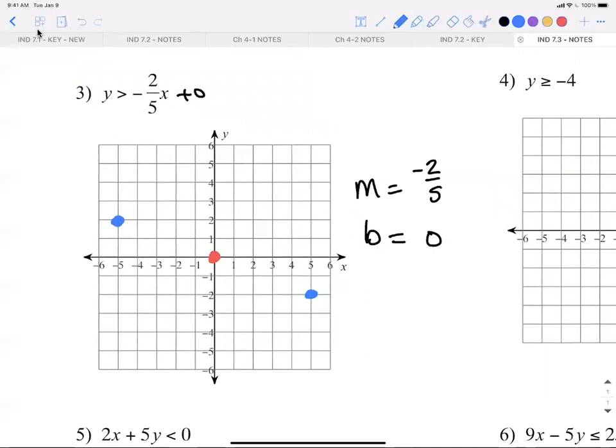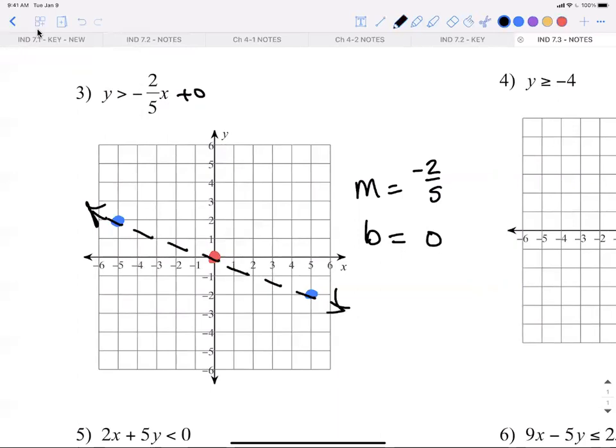Okay, again, I like to do both if I can, just to give myself a nice structure here. Is this going to be dashed or solid? Dashed. So I'm going to connect my points here with a nice dashed line all the way across my graph, arrows on both ends.